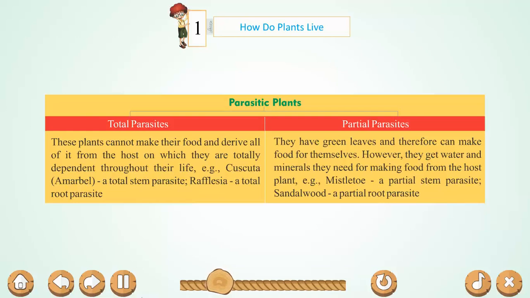Partial parasites. They have green leaves and therefore can make food for themselves. However, they get the water and minerals they need for making food from the host plant. Example, mistletoe, a partial stem parasite. Sandalwood, a partial root parasite.